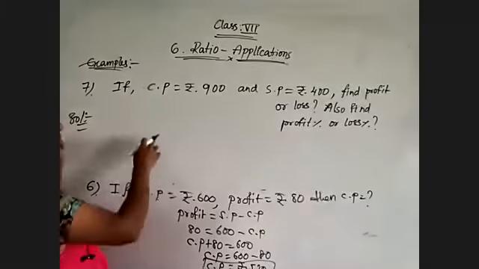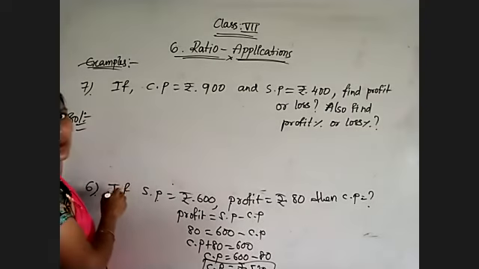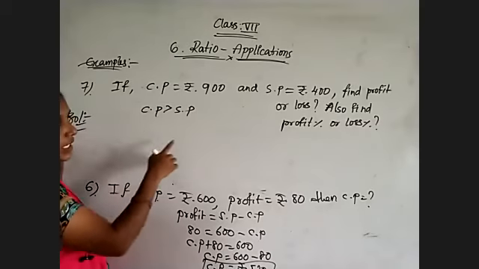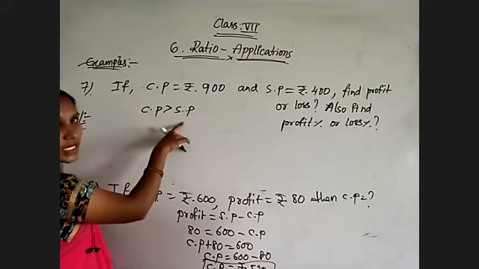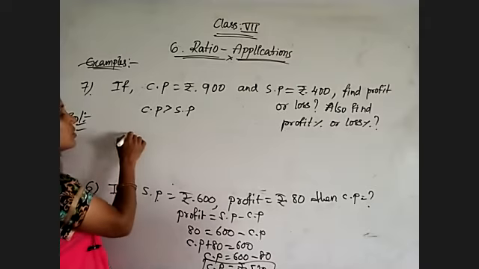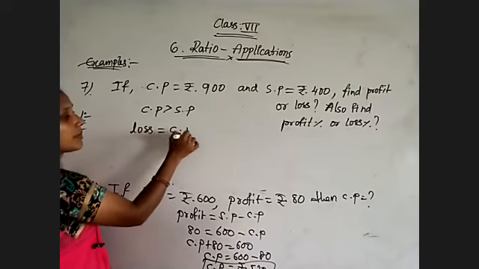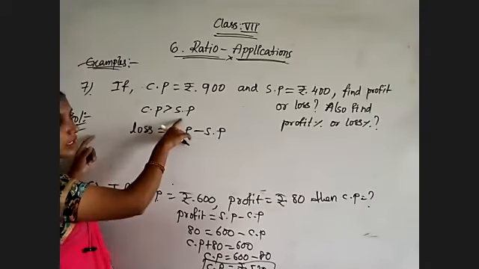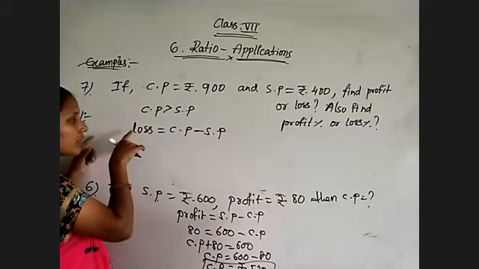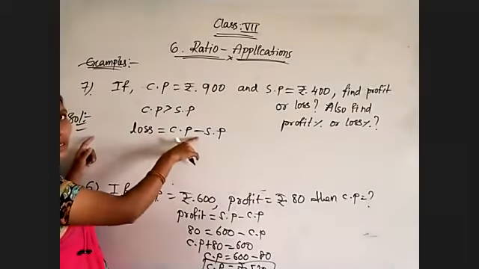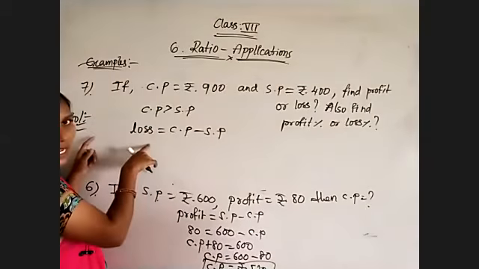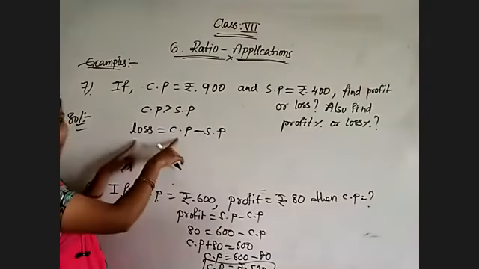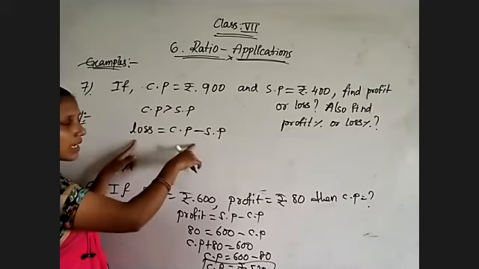Now observe this. CP is 900, SP is 400, means CP is more than SP. So we need to decide first which condition we are getting. CP is more than SP, so we will get loss. So find loss by using the formula CP minus SP. Remember, if CP and SP values are given, check which one is greater. If SP is more, find profit. If CP is more, find loss by using this formula. And among this, if they have given loss and CP, then find out SP by using the same formula.